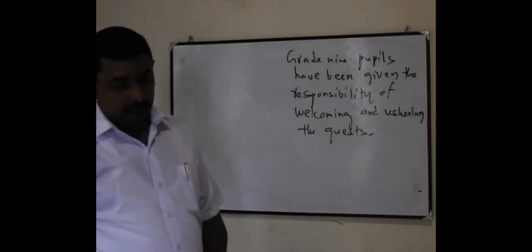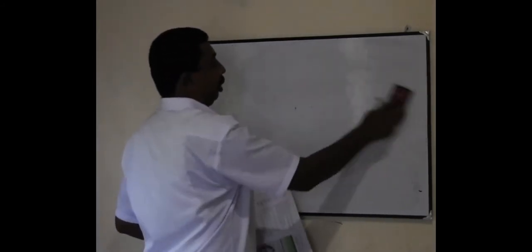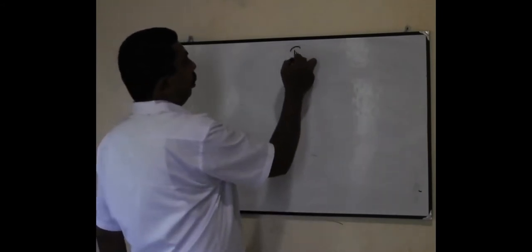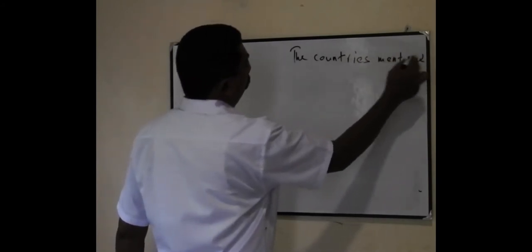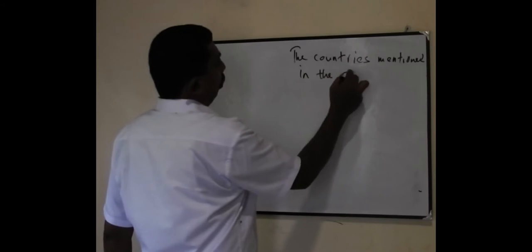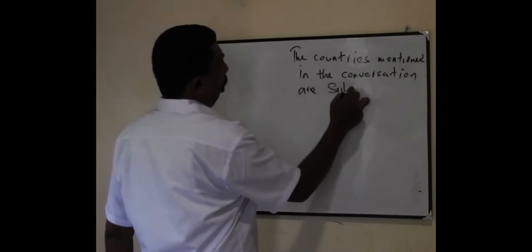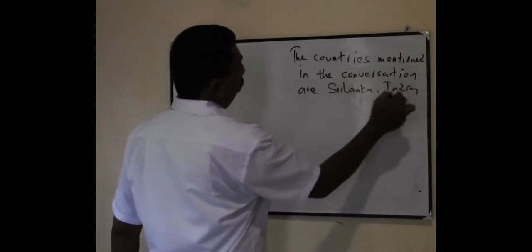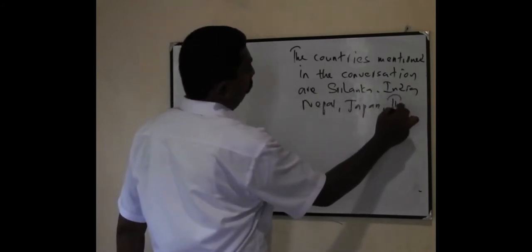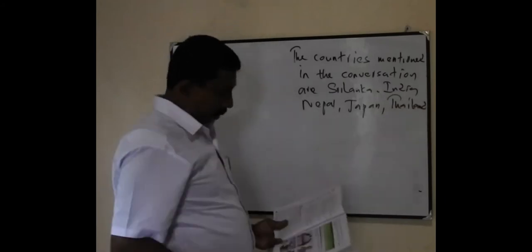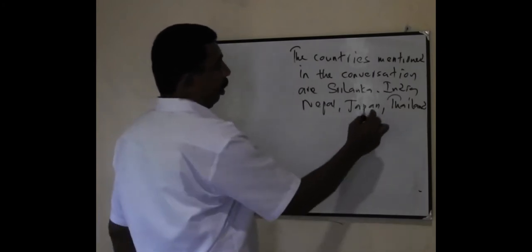What are the countries mentioned in the conversation? You can say, the countries mentioned in the conversation are Sri Lanka, India, Nepal, Japan, and Thailand.